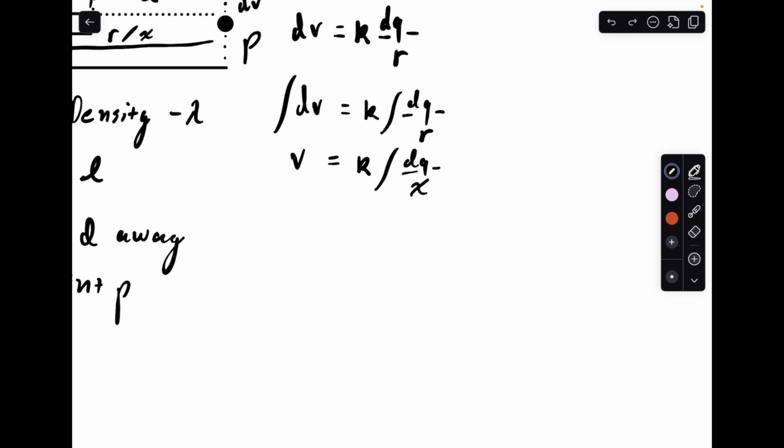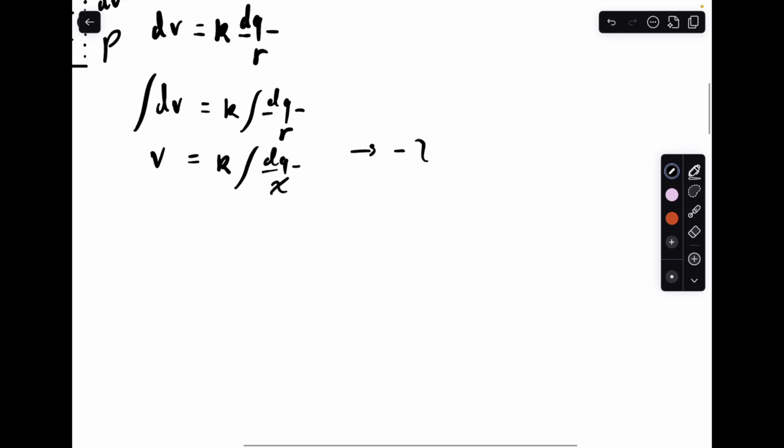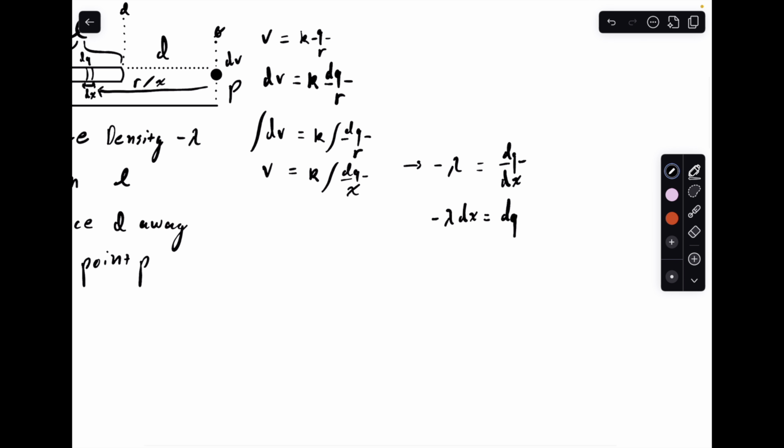And you might be thinking, okay, well, 1 over x is varying for each little dq, but I can't integrate 1 over x with dq. I need to have a dx in there in order to actually integrate it. So this is where lambda comes in. We know that the charge density is negative lambda, but by definition, lambda is equal to dq over dx. So negative lambda dx is equal to dq. And this is starting to look a lot like rotational inertia. Just dq is dm, right?